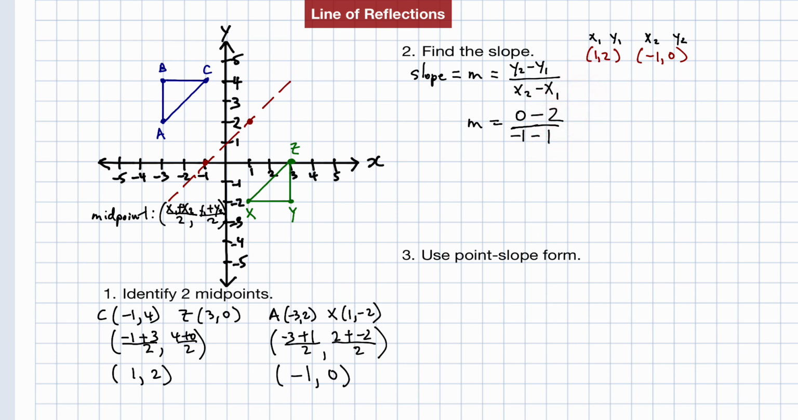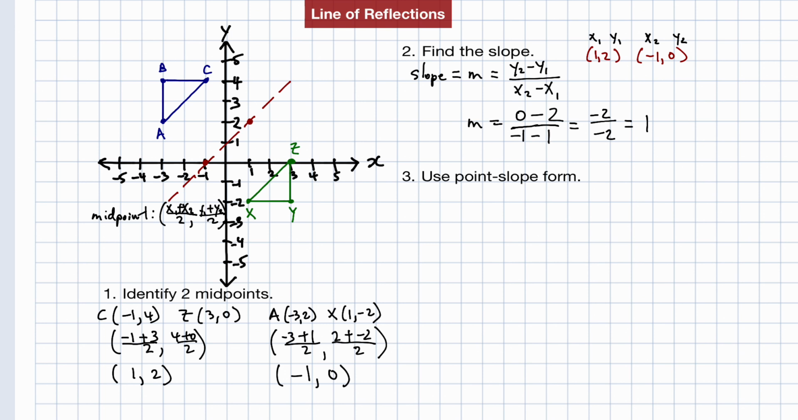Okay? So now that we have the numbers in the equation, we can go ahead and simplify this. So this then becomes negative 2 over negative 2, which is equal to 1. Okay, so now we have a slope of 1. And then the last thing we want to do is use the point slope form to establish the equation of the line. And I am going to move this a little bit higher so we've got some room.